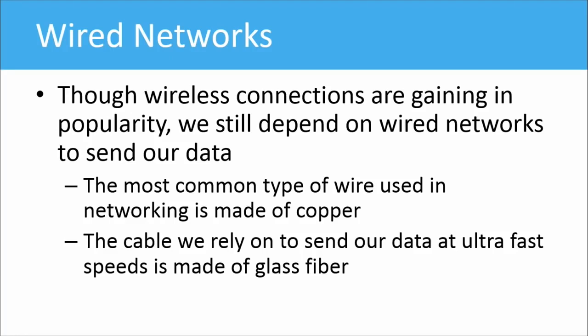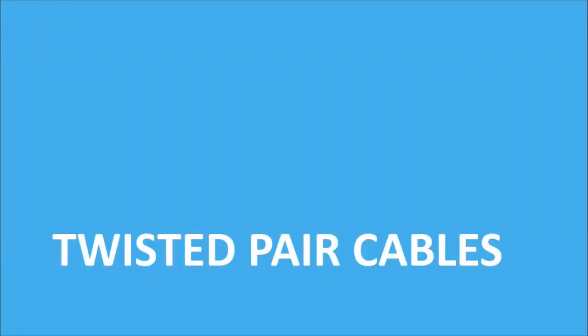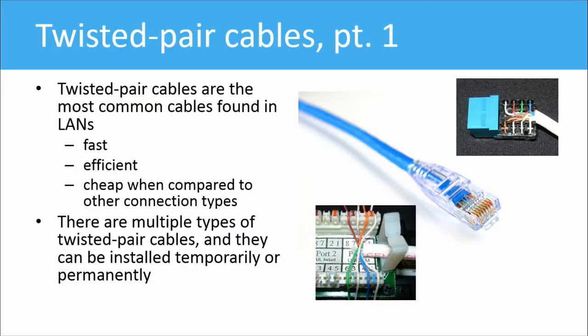The most common type of wire used throughout networking is made of copper. It's called a twisted pair cable. And the cable that we rely on to send our data super long distances at ultra fast speed is made of glass fiber. And that fiber transmits data via light. We'll touch on that a little bit more here in just a few moments. But first, let's focus on twisted pair cables.